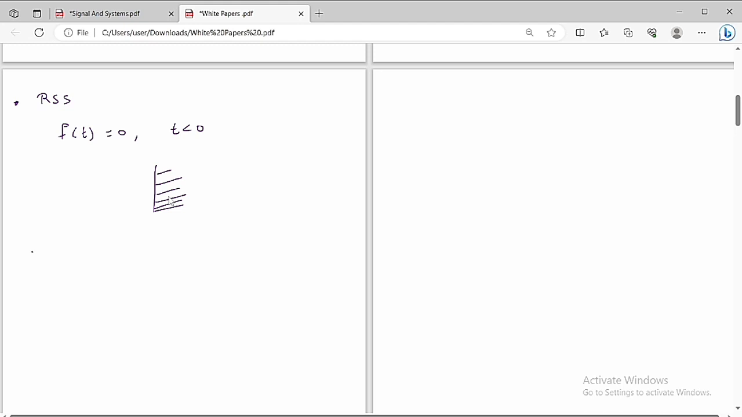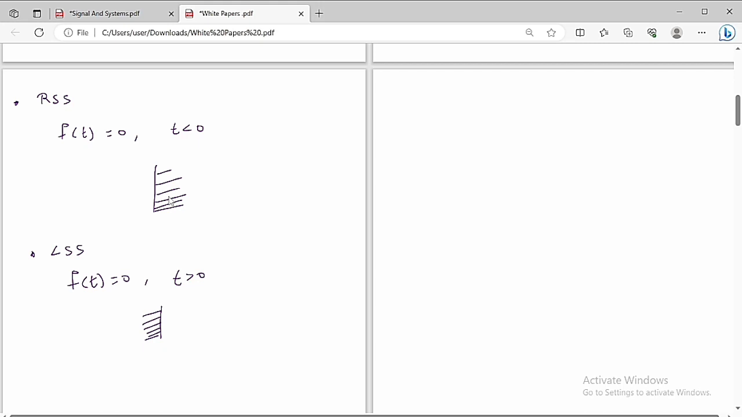Similarly, suppose the signal is a left-sided signal. What is the meaning of that? f of t is equal to 0 for t greater than 0, then we say it is a left-sided signal. Then what is the ROC? The ROC is toward the left side. It is always toward the left side of the S-plane.